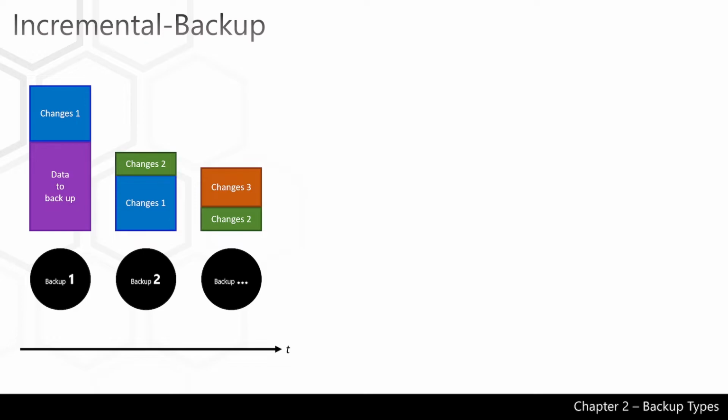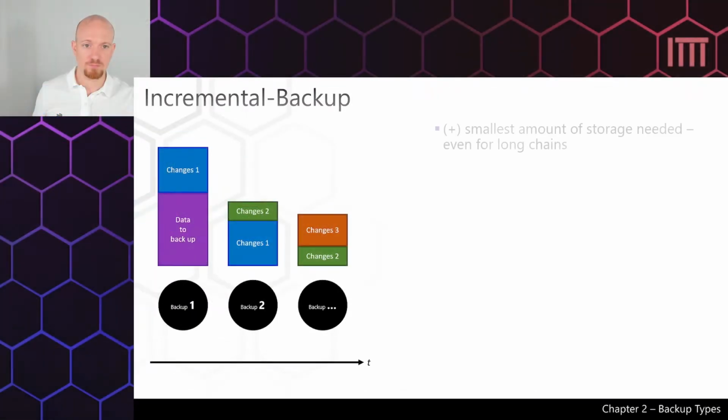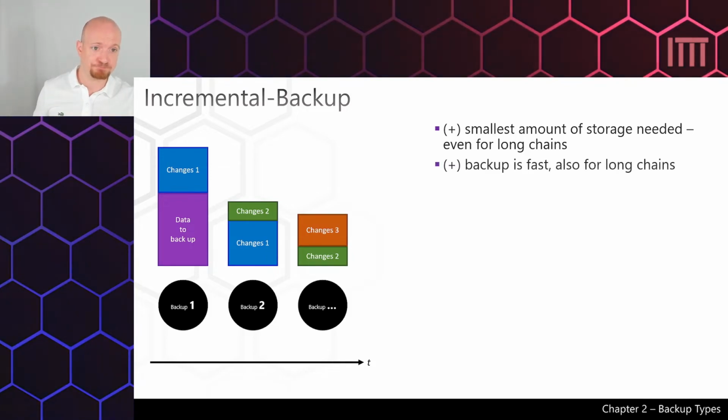As you can see, the backup is considerably smaller, and the longer the chain gets, the smaller it is compared to a differential or even a full backup. As I said, it's the smallest amount of storage needed for incremental backup, even for longer chains. The backup is pretty fast, also for long chains, because we only back up the difference between this backup and the last backup. Remember the difference to the differential backup? With the differential backup, we back up the difference between this backup and the last full backup. So with the differential backup, we have more changes to back up the longer the chain gets, and with the incremental backup, we always only have the changes between this backup and the last backup.